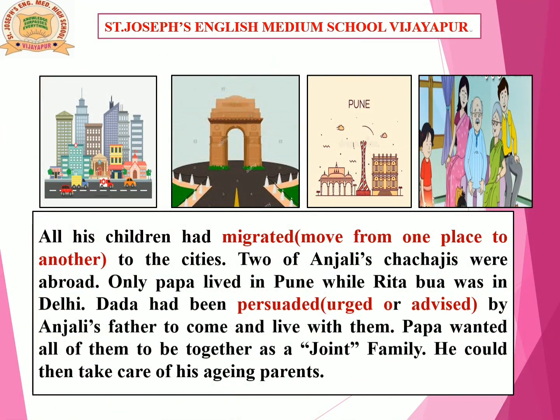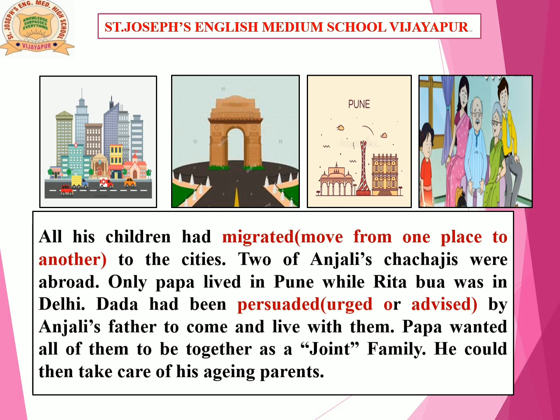Yes, all the children had migrated. Migrated means moved from one place to another. All the children had migrated to the cities. Two of Anjali's Chachajis were abroad. Only Papa lived in Pune, while Rita Bua was in Delhi. Dada had been persuaded, persuaded means urged or advised, by Anjali's father to come and live with them. Papa wanted all of them to be together as a joint family. He could then take care of his aging parents.